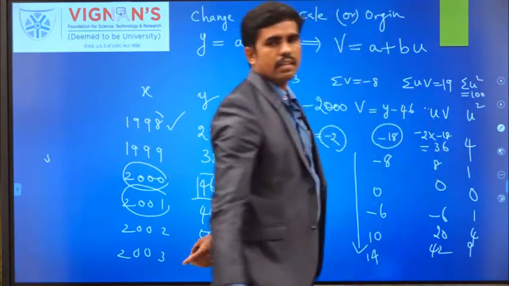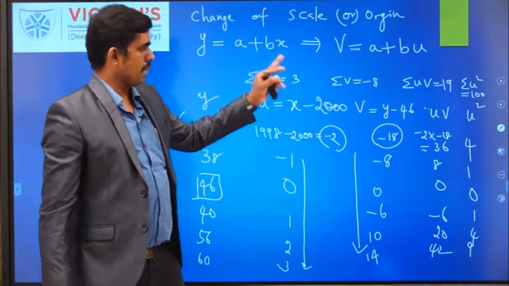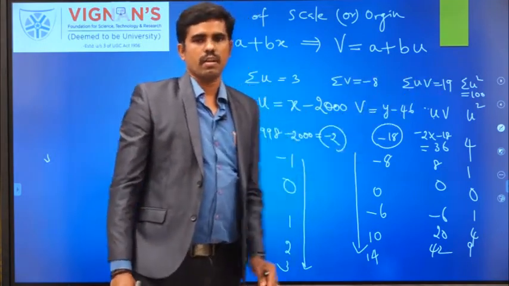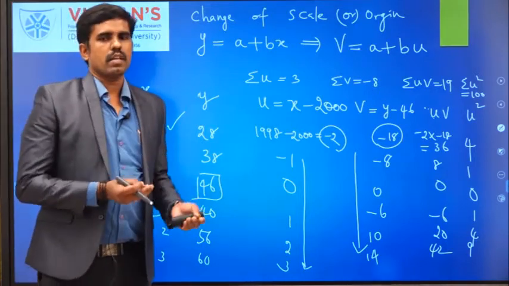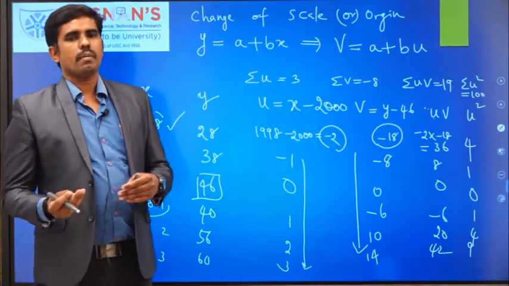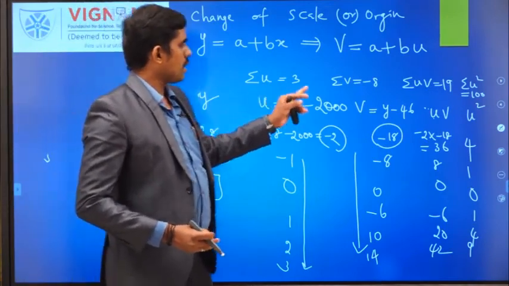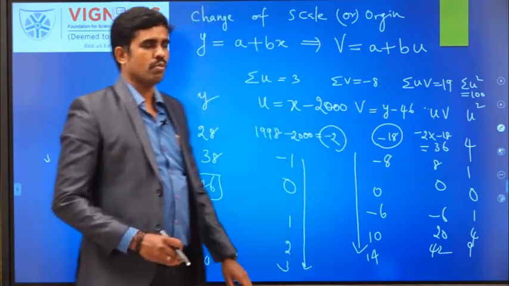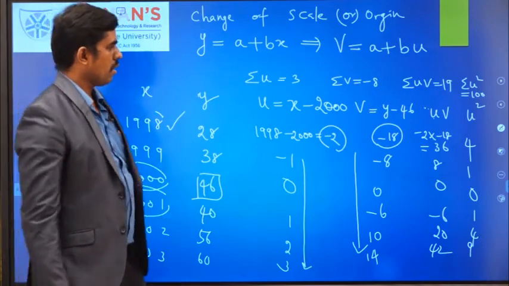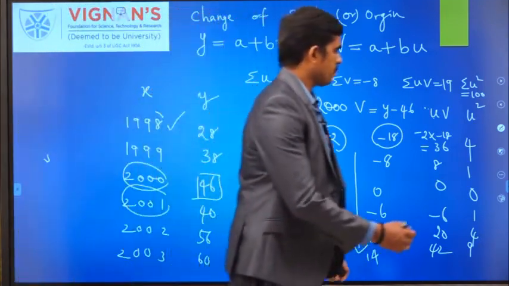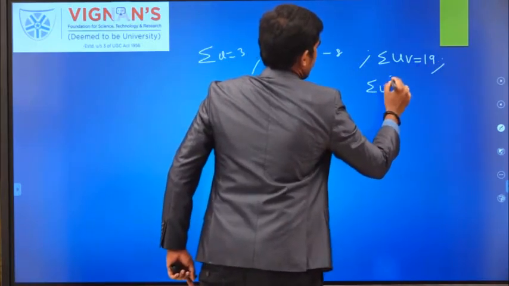Okay, from the table you have to find all these values. Normally you will find summation x, summation y, summation xy, summation x square. But here we have changed the scale, we have changed the origin. Instead of x I am writing u, instead of y I am writing v. So summation u is 3, summation v is -8. I am going to use these values in normal equations. Summation uv is 19 and summation u square is 100.